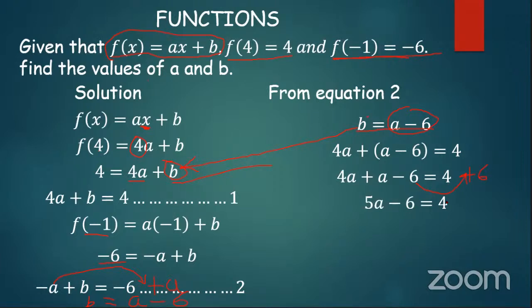minus 6 is equal to 4. Then I transfer the 6 to the right hand side, it becomes plus 6. And then 5A is equal to 4 plus 6, which gives me 10. So after that, I'm going to divide by 5, both sides, and that gives me 5 divided by 5 is 1. So I'm going to remain with A. 10 divided by 5 is going to give me 2. So my A will be equal to 2.